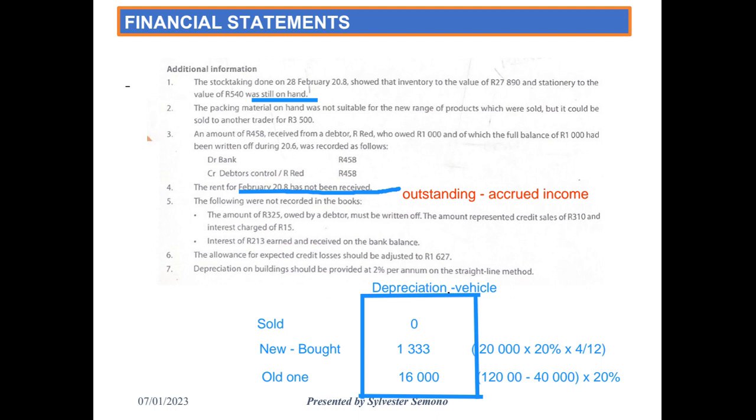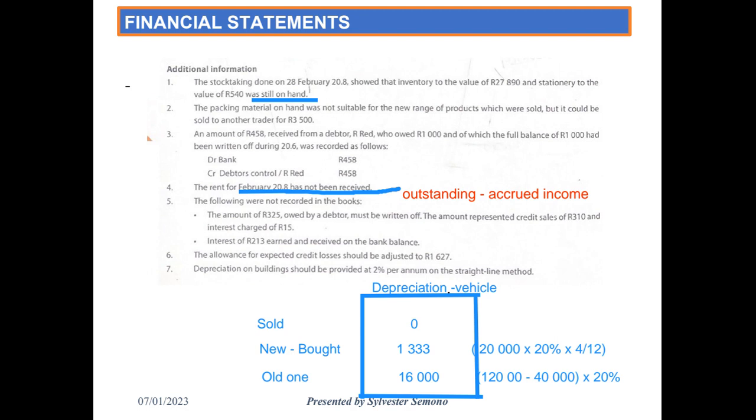Read number 8. Second information on number 8. What are they saying? I want you to read it so that I can understand it. Included in the balance of vehicles is a second-hand vehicle that was purchased for 20,000 in November. Stop there. So meaning this 20,000 is already added.